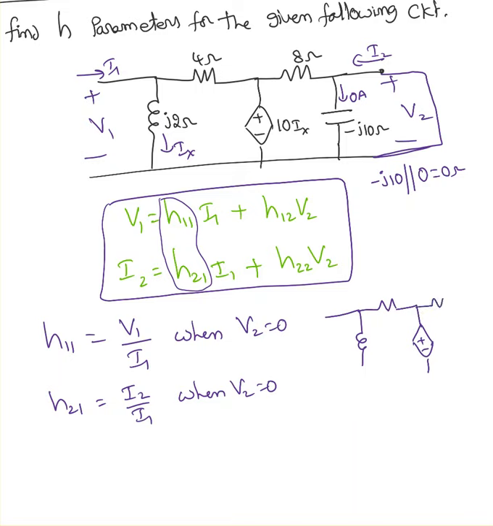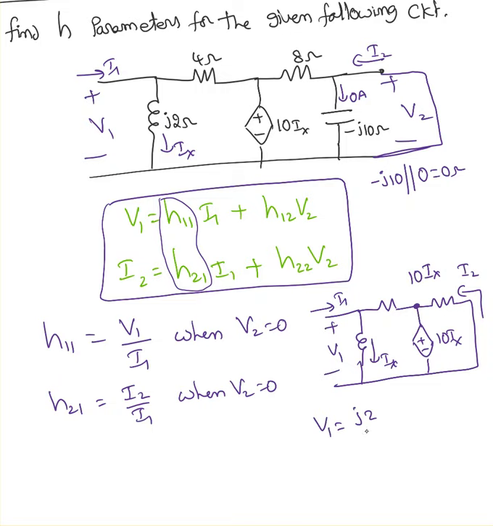I'm going to eliminate that 8 minus J10 ohm. Okay, it's going to be something like this. Here is my I2. Now the voltage at this point must be 10 Ix. To find H11, I need to find the relation between V1 and I1, right? So my V1 is nothing but J2 times Ix. Okay, now I need to write the relation between Ix and I1.